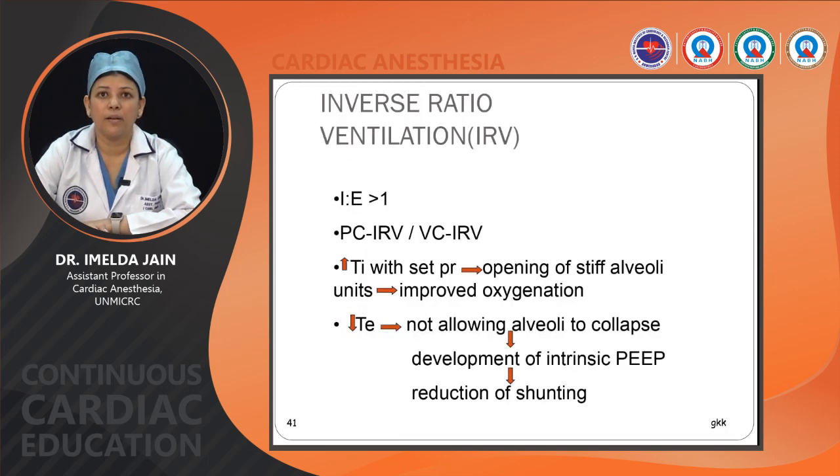Next lung ventilation strategy is the inverse ratio ventilation. Inverse ratio ventilation is when an inspiratory to expiratory ratio of more than 1 is delivered to the patient. This inverse ratio ventilation can be in a pressure control mode or in a volume control mode. By increasing the inspiratory time, the stiff alveoli are open for a particular time period, which helps to improve the oxygenation of the lungs, and decreased expiratory time helps the alveoli not to collapse during the expiration, helps in developing an intrinsic PEEP, and thus helps in reducing the shunting. Therefore, more of the oxygenated blood is returned to the left heart.